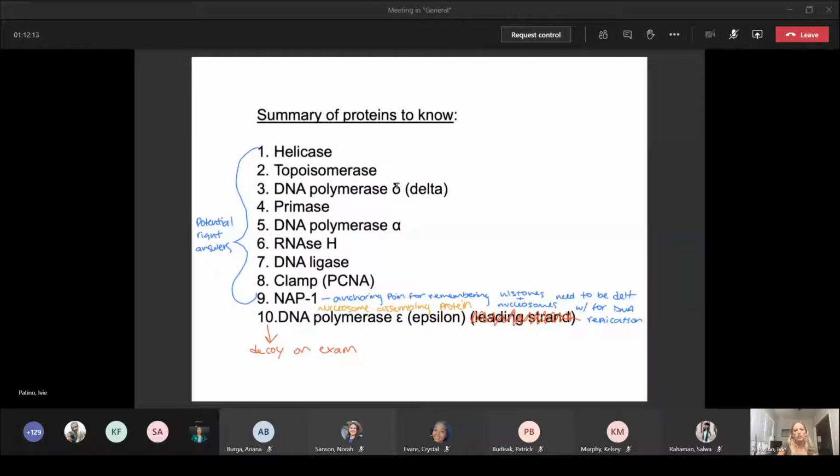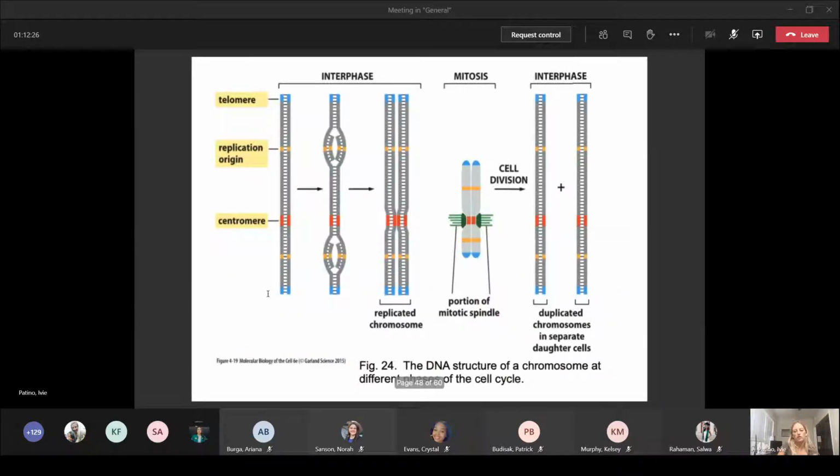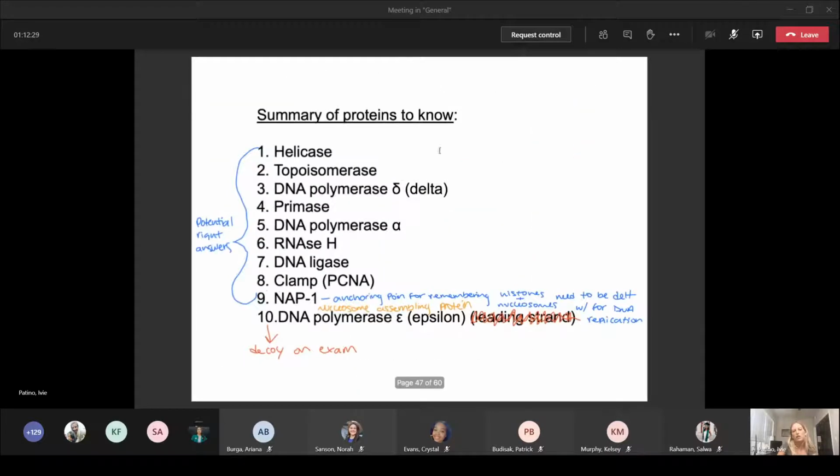What you guys should be able to do is make a list of all of these proteins and write down what they do so that you don't get confused on the exam. Maybe make a Quizlet and flashcards of these, because that's something you can make really easily. Or you could just have your study group quiz you on them.